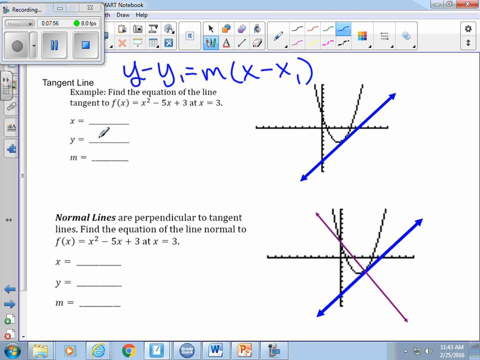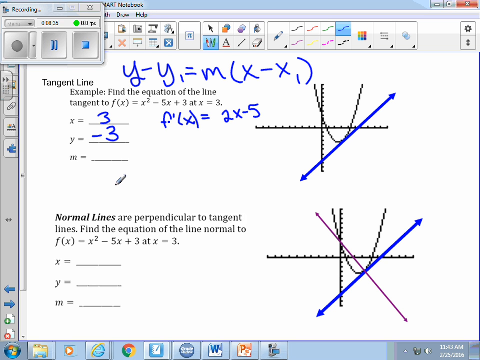So let's look at this example. It says find the equation of the line tangent to f of x at x equals 3. Well, what's the x value? 3, because they said so, right? What's the y value? Plug in 3. 9 minus 15, which is negative 6, plus 3 is negative 3. Find the derivative. Now I need m, which means I need the derivative. 2x minus 5.